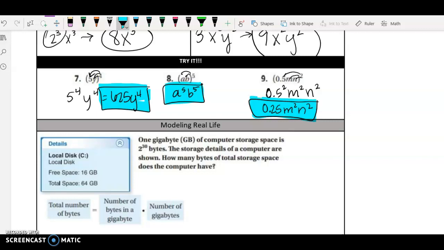So then we have a half squared, and then m squared times n squared. So our answer is 25 hundredths times m squared times n squared.